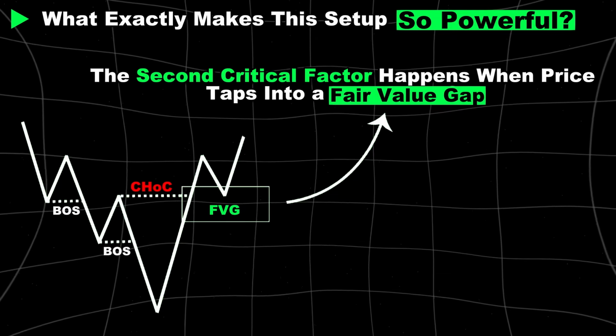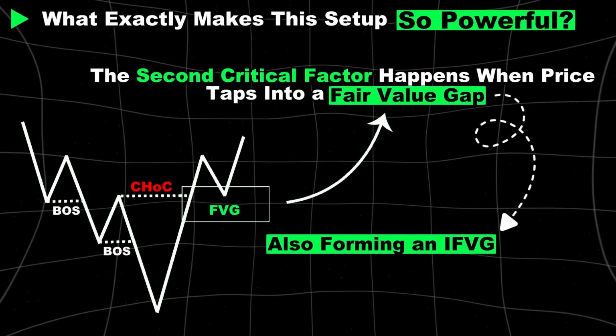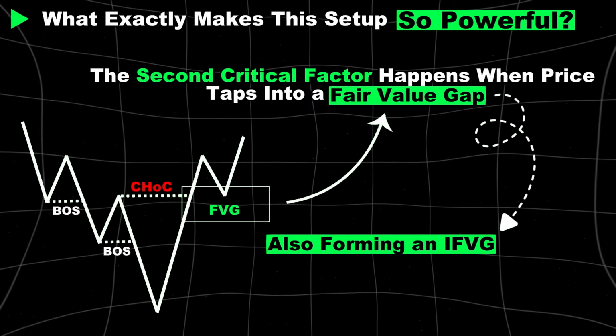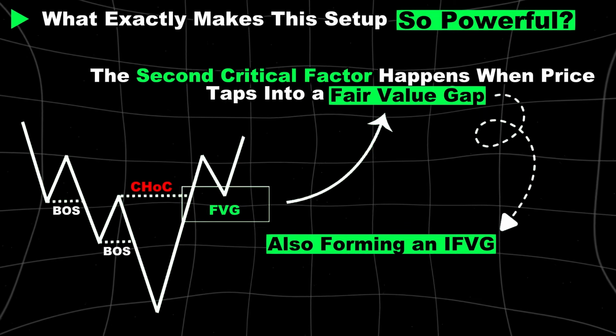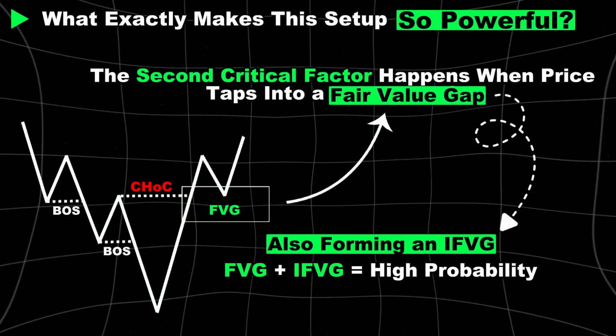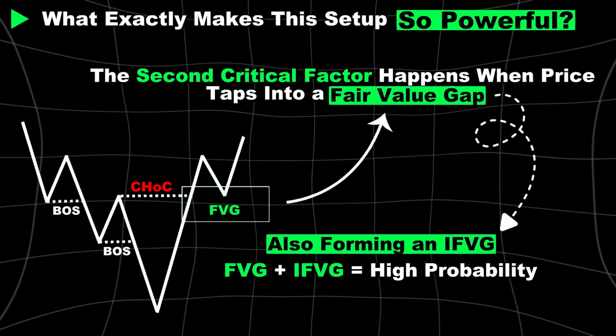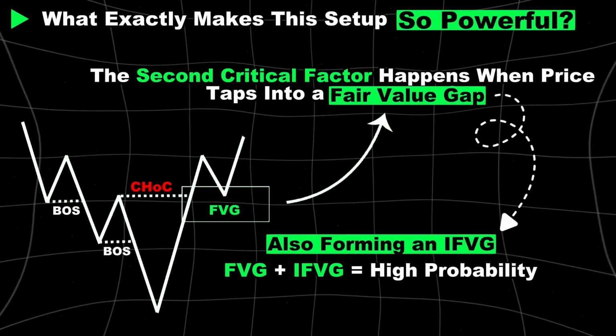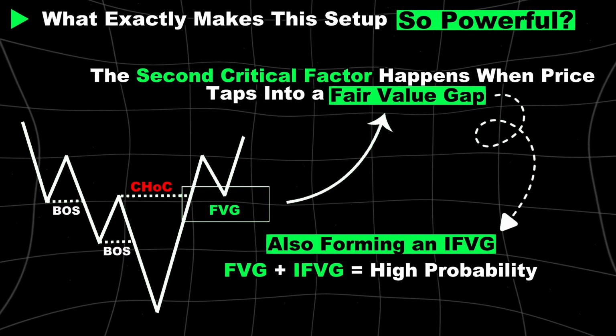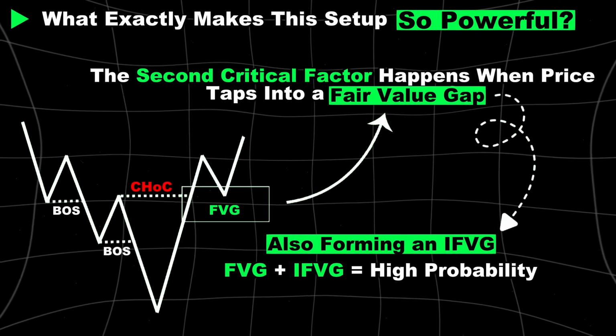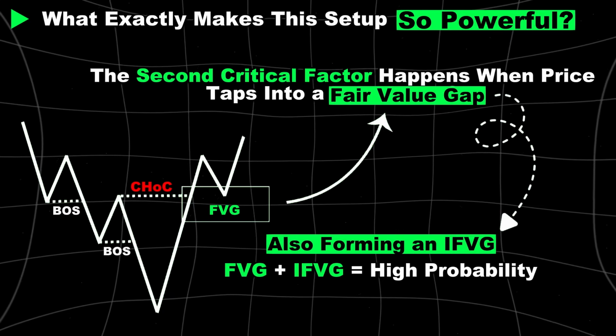The second critical factor happens when price taps into a fair value gap within the change of character leg, rejects from it, and simultaneously forms and respects an inversion fair value gap inside that higher time frame FVG. This overlap creates a strong layer of confluence, confirming that momentum is shifting in the opposite direction. And that's exactly what makes this strategy so effective. It's not just technical. This is rooted in market logic and institutional behavior.